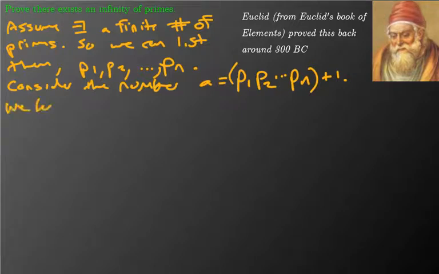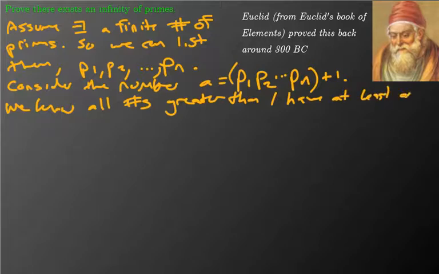And I'm going to say we know all numbers greater than 1 have at least one prime divisor, which is another thing that, there are proofs of this kind of thing, but it's just a basic number theory idea that we know, like things like 12, which is 3 times 4. 3 is a prime divisor of that. And I'm going to call it P sub k.